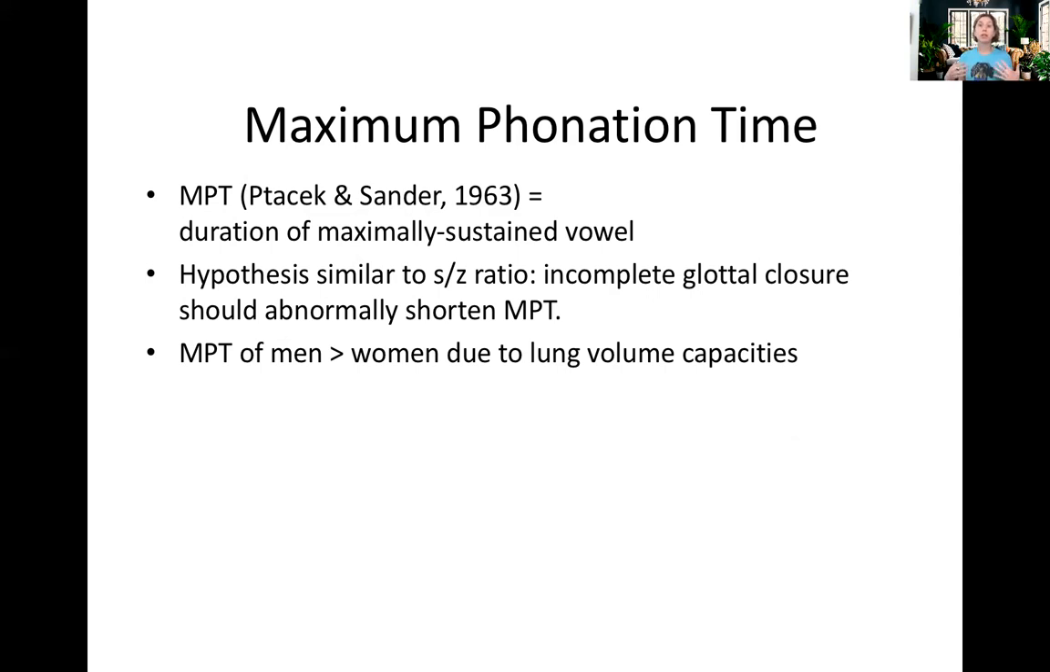Men generally produce greater maximum phonation than women just due to their greater lung volume. But if you have an athlete who's got a good lung volume, especially a swimmer or a runner, they may have a surprisingly large lung volume as well.